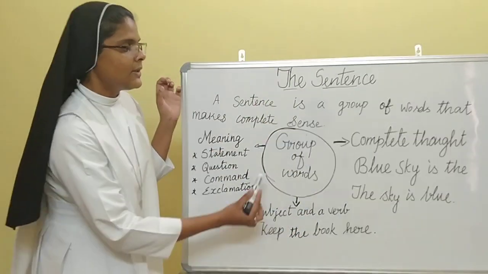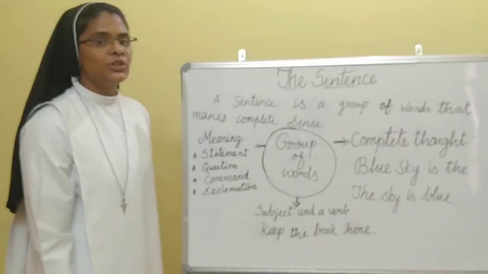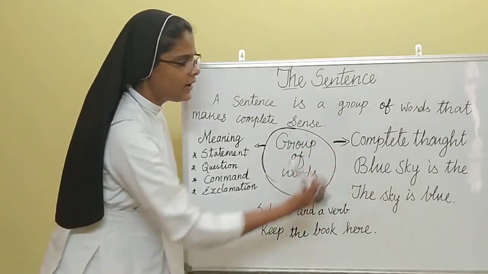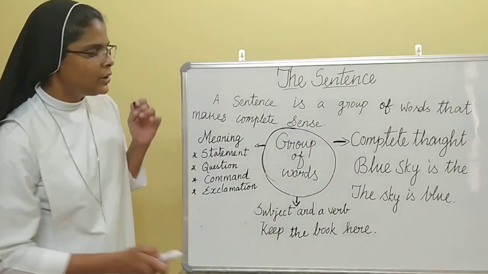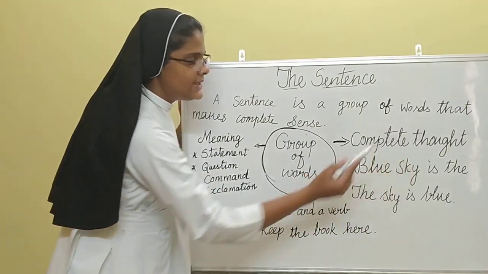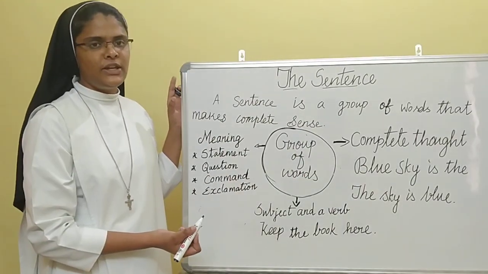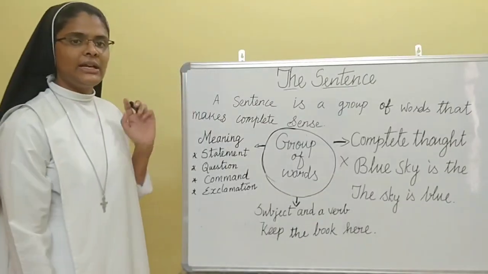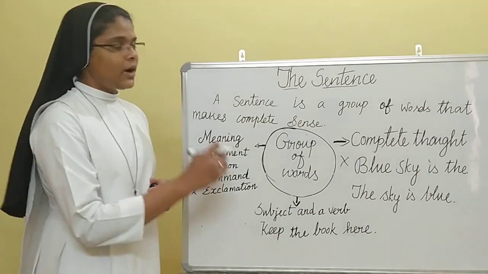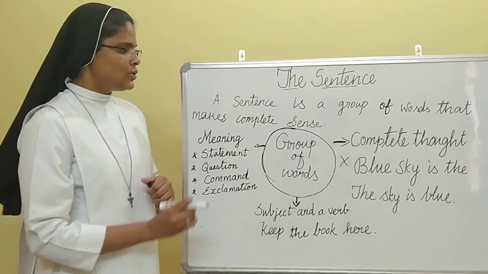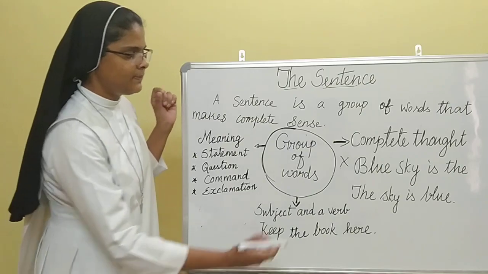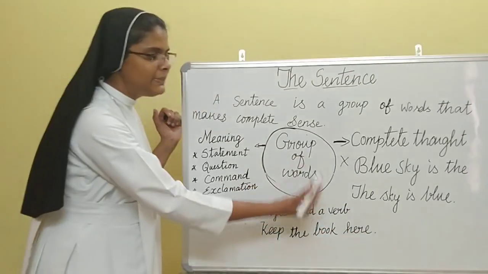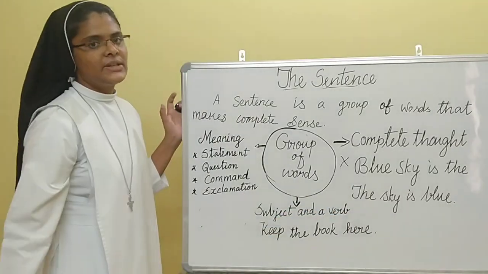The first one is, it gives a complete thought or idea. For example, "blue sky is the." Is it giving any meaning? No, it is not giving a meaning. So it is not called a sentence. Now we have to arrange the words in the correct order to give a complete sense. "The sky is blue." Now it is giving a complete sense. So it is called a sentence.